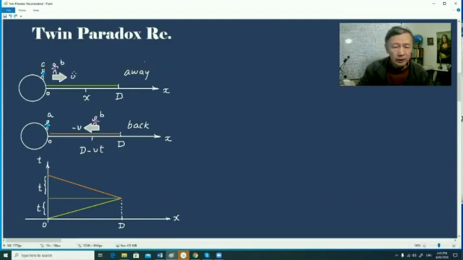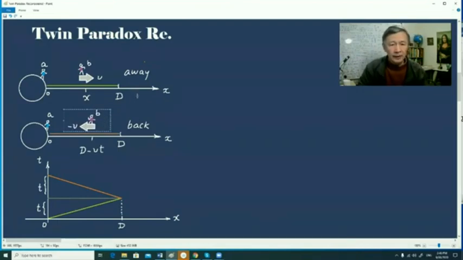problems. There are two twins: one twin, A, stays on the Earth, and another twin, B, travels in space. First they move away, and then they return at opposite velocity. So the whole journey can be divided into two parts.